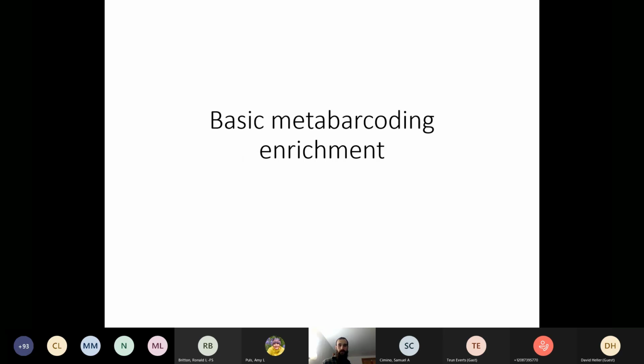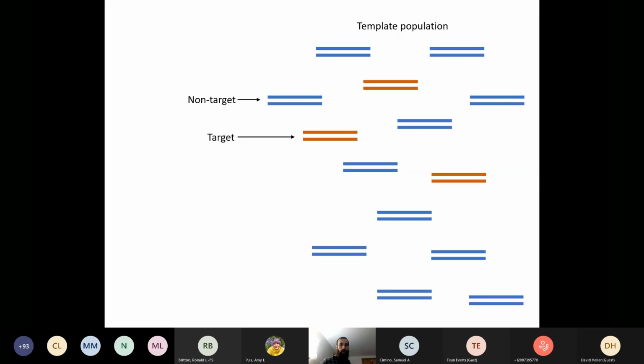I'm going to use cartoons in order to illustrate what I mean by these. Hopefully this will be helpful for folks who are a little bit more visual. So I'm first going to introduce that cartoon using a basic metabarcoding enrichment example. So here we have a population of templates, so of genetic material, and we have 2 different templates that I put here. The blue are the non-target and the orange are the target templates.